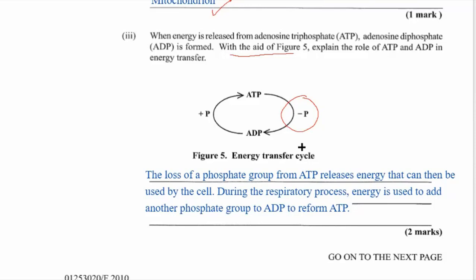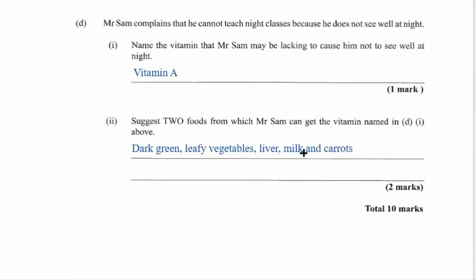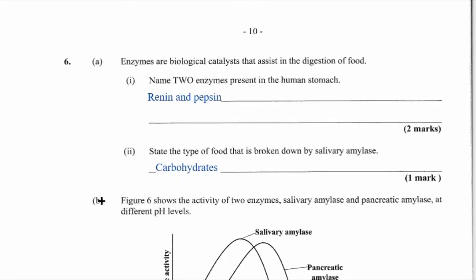And then during the respiratory process, energy is used to add, hence you have your plus sign, phosphate group to ADP to reform ATP. So he can't see well at night. That is a sign of vitamin A deficiency. And foods, any two of these or any others that you may come across: dark green leafy vegetables, liver, milk, carrots, any two. Which enzymes are present in the human stomach?